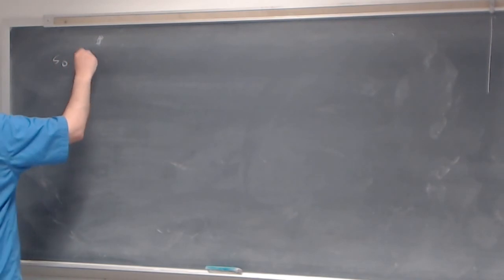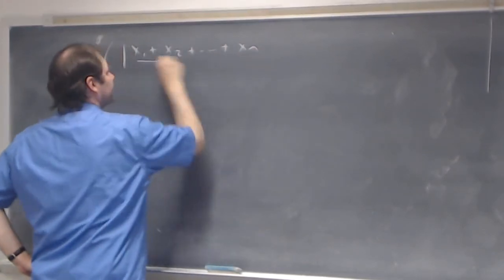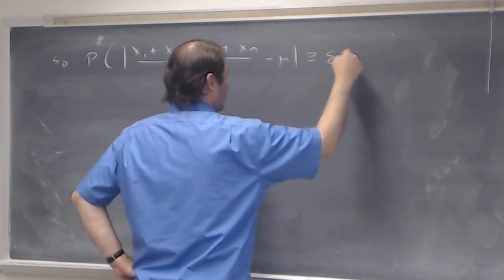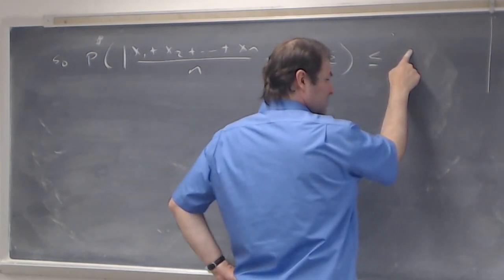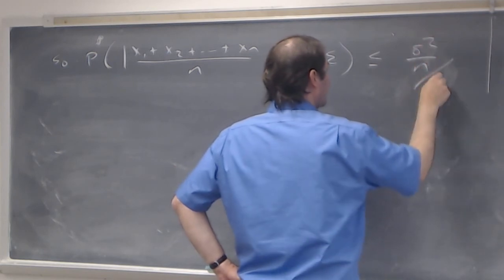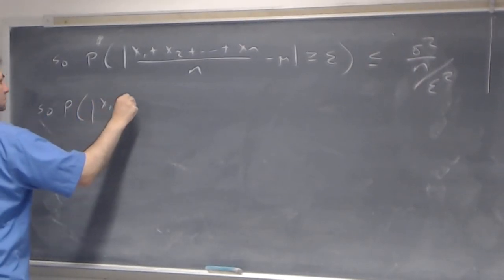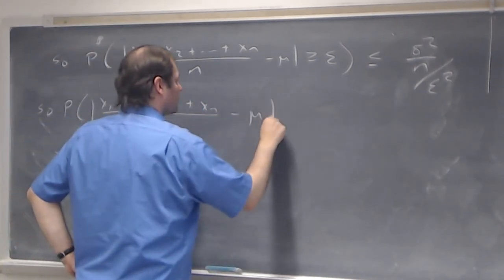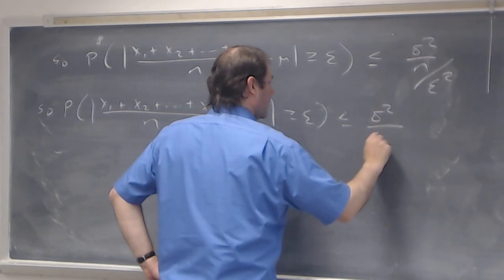Okay, so the probability that (X1 + X2 + ... + Xn)/n minus mu is greater than or equal to epsilon, where epsilon is positive, by Chebyshev's inequality, is going to be less than or equal to the variance. Well, the variance we just found to be sigma squared over n, divided by epsilon squared. So this probability is going to be less than or equal to sigma squared over epsilon squared times n.